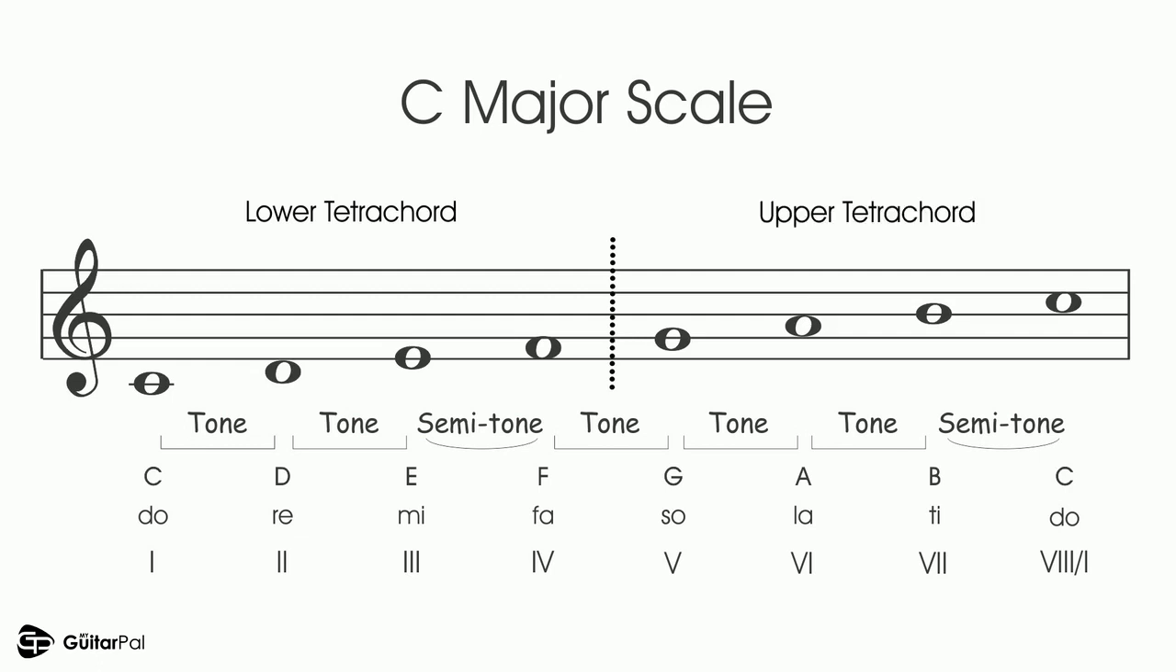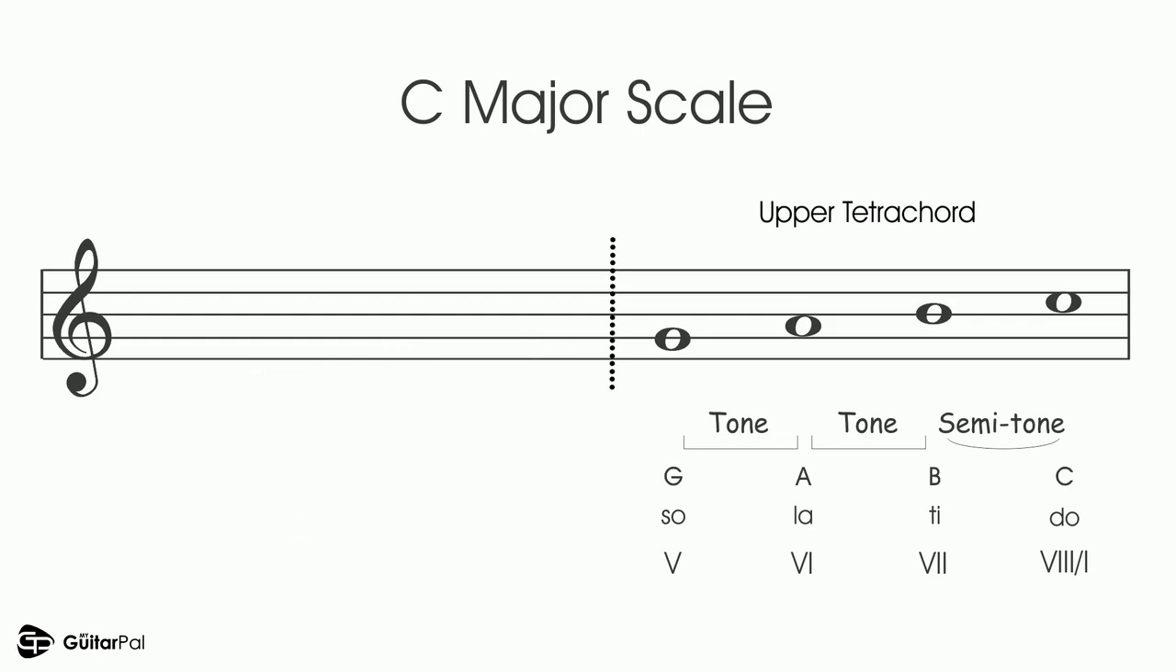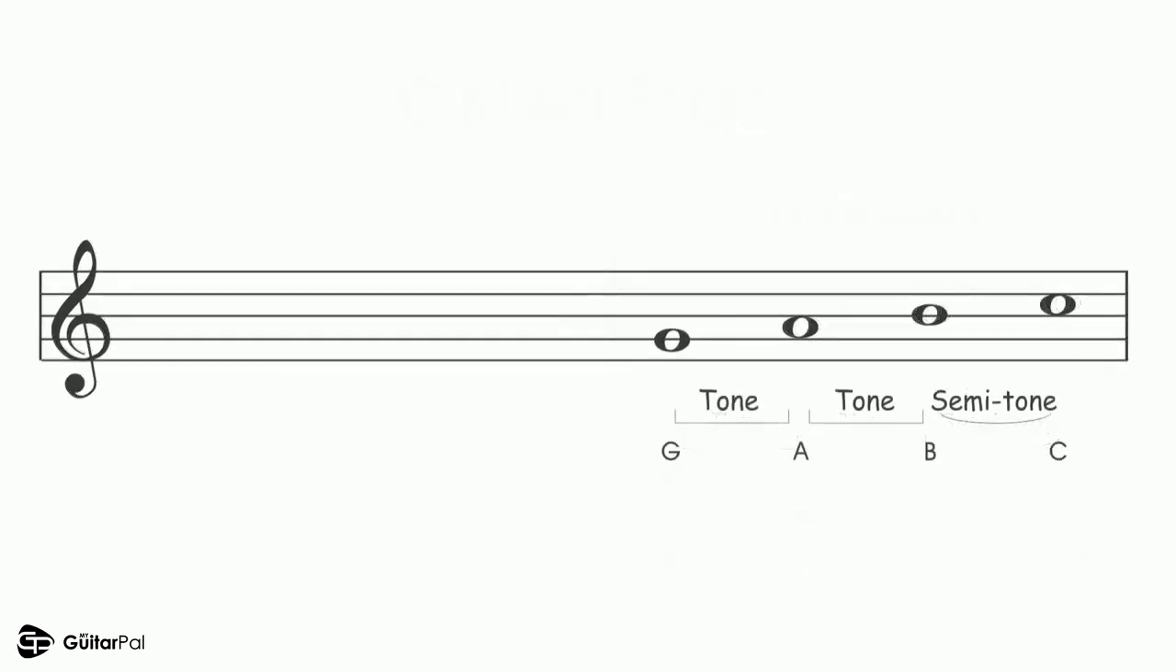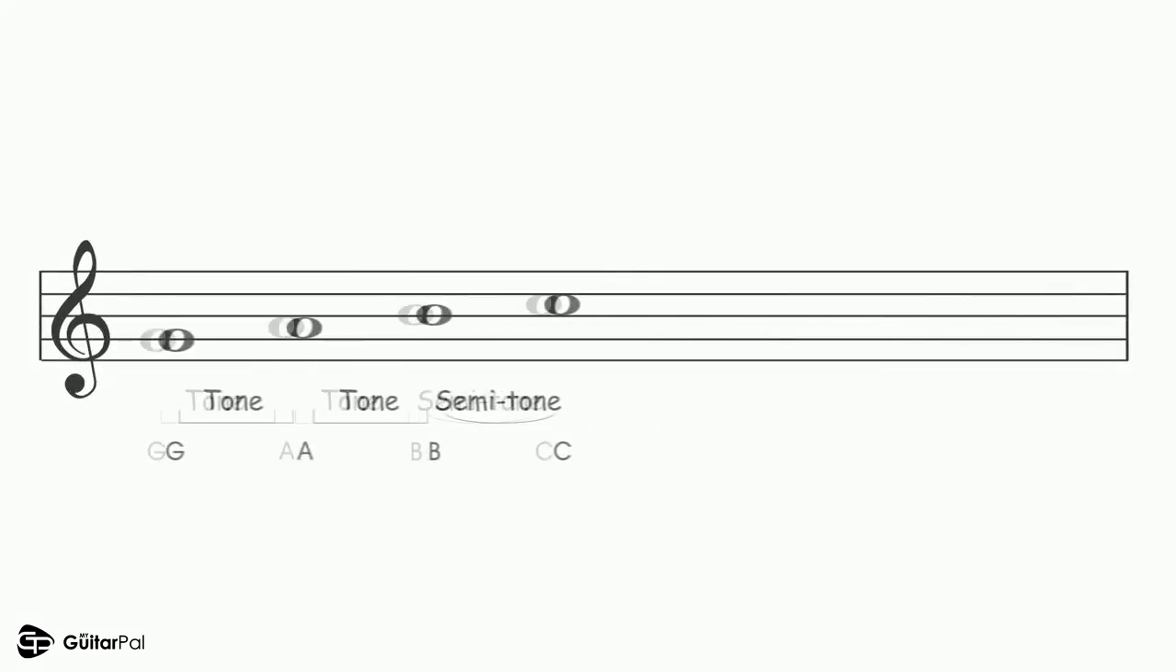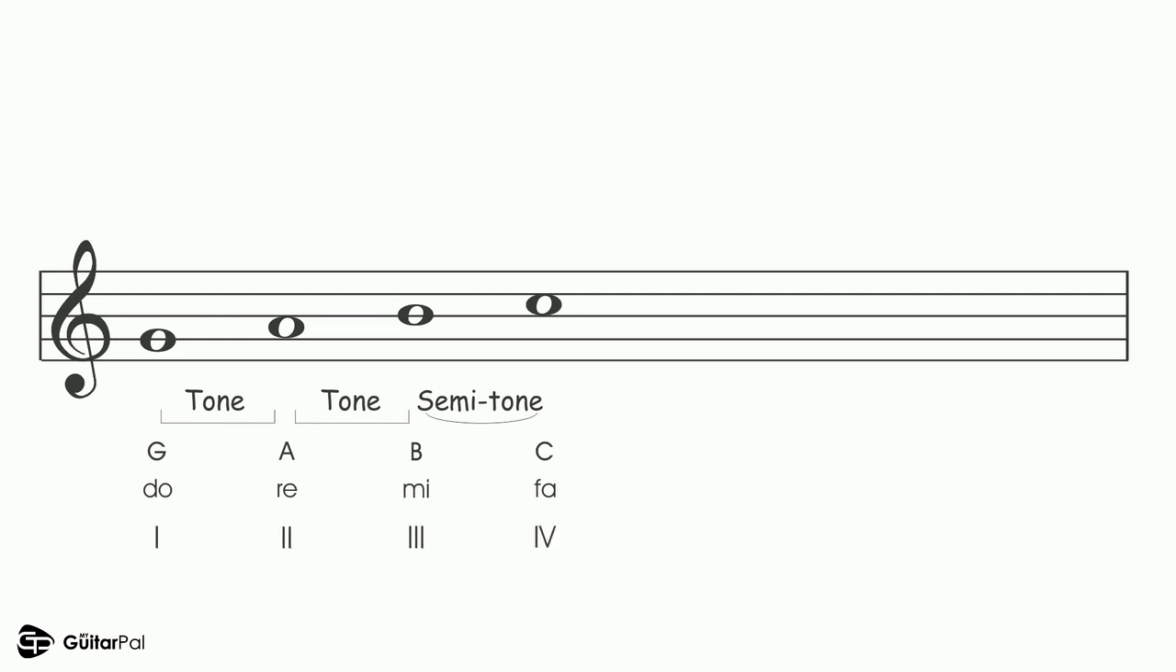Let's isolate the upper tetrachord, which starts on the 5th degree of the C major scale, and move it across the page so that G will now be the start note for a new scale. We know the tone-tone semitone structure is correct, so let's go ahead and recalibrate the solfege and degrees. We now have a complete lower tetrachord of a G scale.